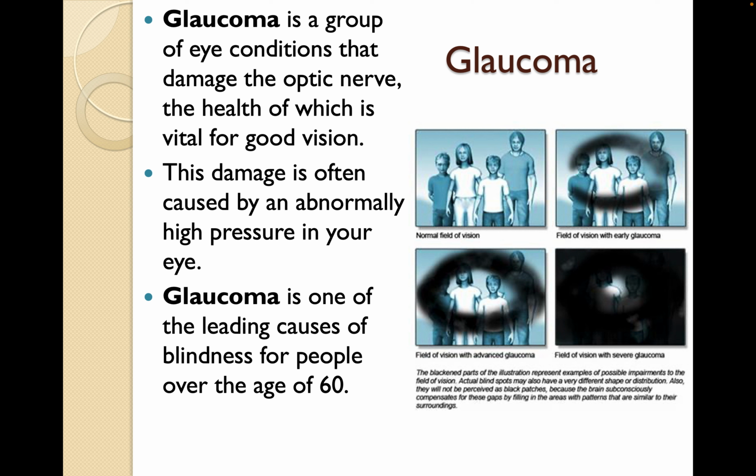Glaucoma is a group of eye conditions that damage the optic nerve, the health of which is vital for good vision. This damage is often caused by an abnormally high pressure in your eye. Glaucoma is one of the leading causes of blindness for people over the age of 60. My brother has glaucoma, and he has to put eye drops in his eye every morning to reduce the amount of eye pressure in his eye.